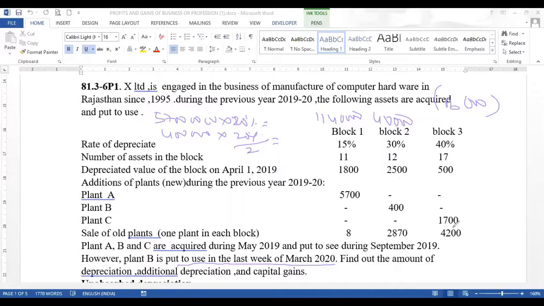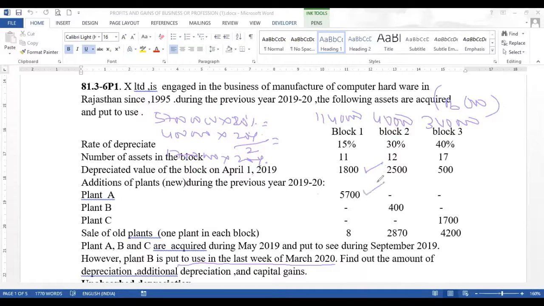And the third one, that is 1700, 17 lakhs into 20%. So that is again full year, no problem. Therefore, that is coming to 3 lakh 40,000. These are the additional depreciation. Now, what we need to do is, like we did earlier, we have to calculate the normal value of the block.